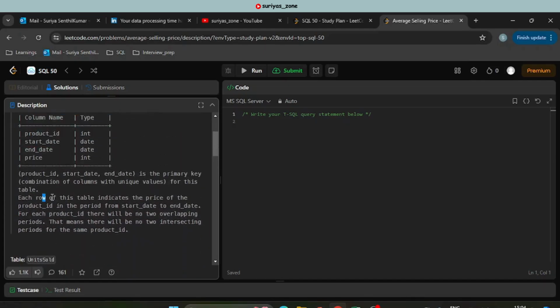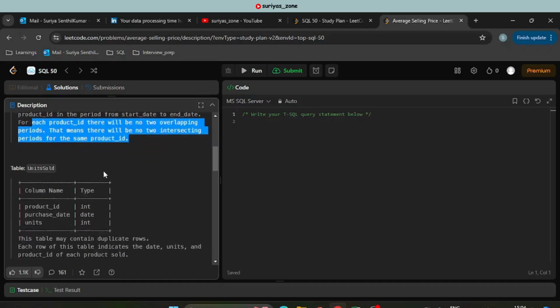Each row of this table indicates the price of the product ID in the period from start date to end date. And for each product ID there will be no two overlapping periods. That means there will be no two intersecting periods for the same product ID. So for the same product ID there will not be two common or two same start dates and end dates. That is what they are trying to say here.